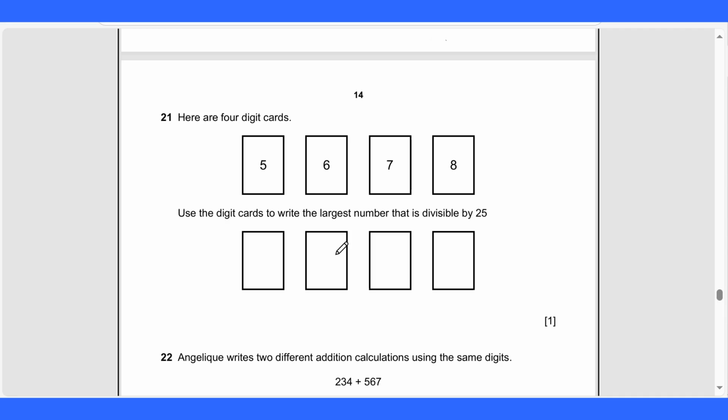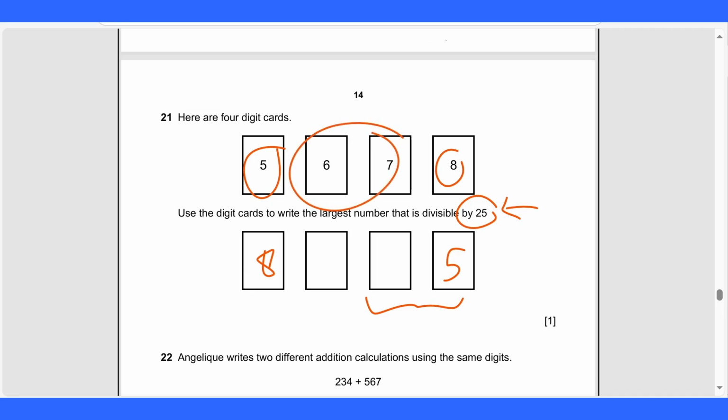So, divisible by 25, so the last 2 digits must be a multiple of 25. So the largest we can take is 8, and to be divisible by 25 it must end with 5. So then we have a 6 and 7 to put in the boxes here, and since the 2 digits have to be a multiple of 25, it will be 75, because 65 will not be a multiple of 25. So then 6 will be here, so that is our answer.